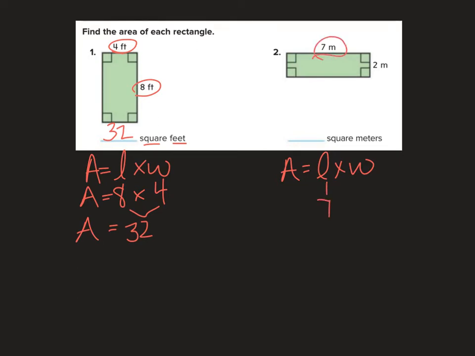L7, W2, bring everything else down. 7 and 2 is 14. So the area of this shape is 14 square meters.